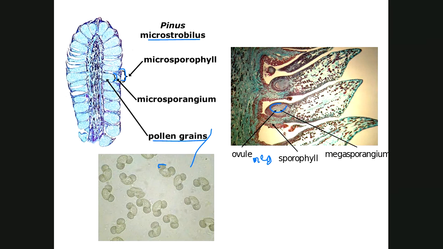The megasporophyll is the scale, and inside there, where the ovule is, is the megasporangium. The megasporangium is going to produce the female gametophyte. All right? Now, that's the most common type of gymnosperm, right? The ones with the naked seeds, no fruits, no flowers.